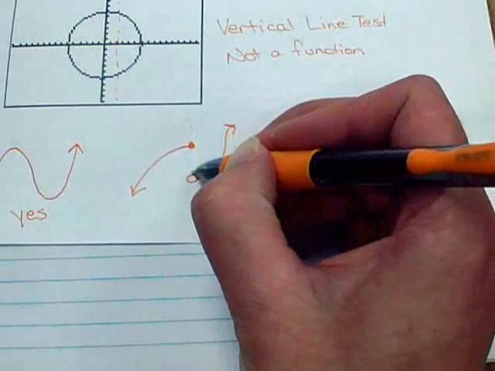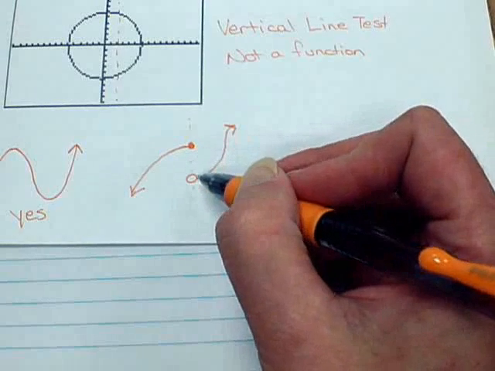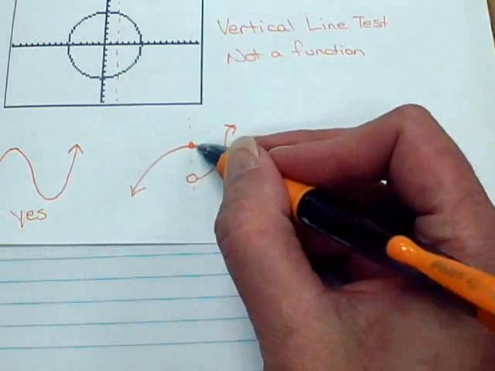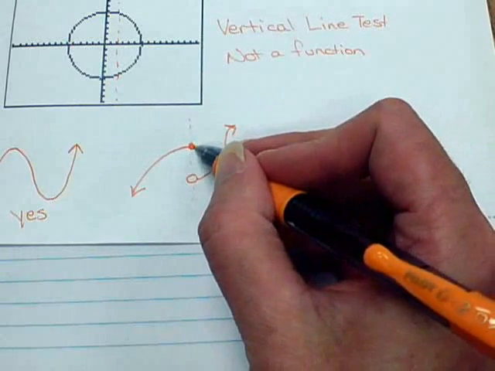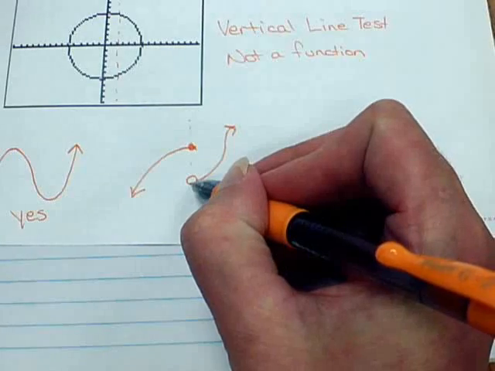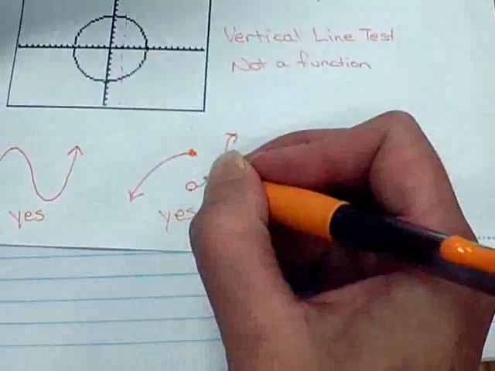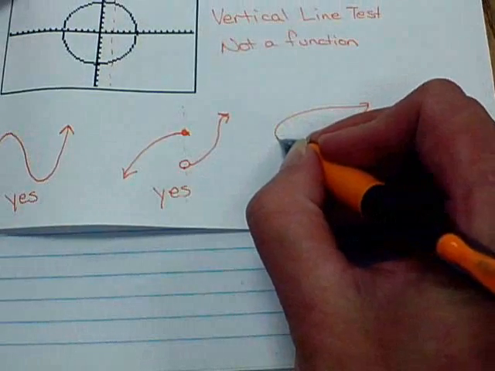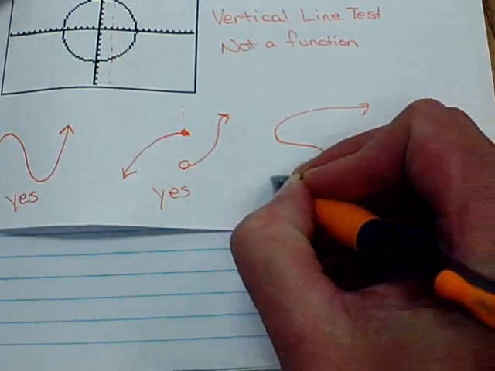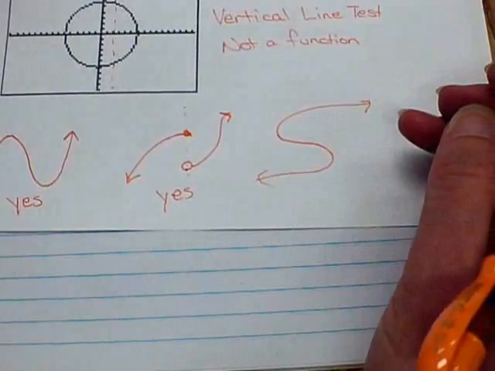Now, what if it's in pieces? Like this. It almost looks like when I send my vertical line through here that it would hit 2 points. But if you'll notice, one of them is open and one of them is closed. This is the only point that really exists. This one that's open, we're not including that point. So this would be a function.